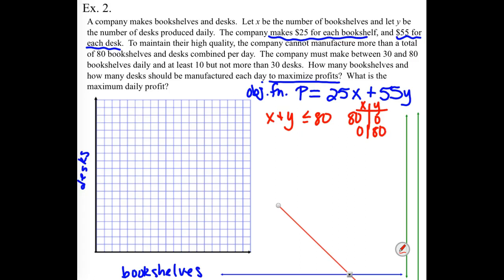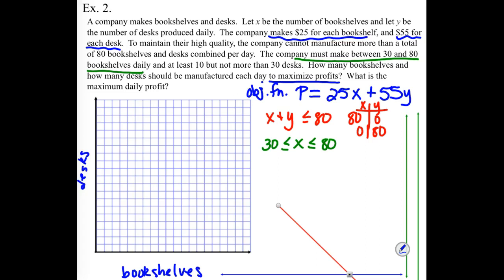All right. The next statement says the company must make between 30 and 80 bookshelves daily. They are giving me a low end and they're giving me a high end. I have to be between 30 and 80. Okay? So if X has to be greater than or equal to 30 but less than or equal to 80, can we put that together as a compound one? You saw some of those the other day. 30 is less than or equal to X and X is less than or equal to 80. Okay with that? Okay.